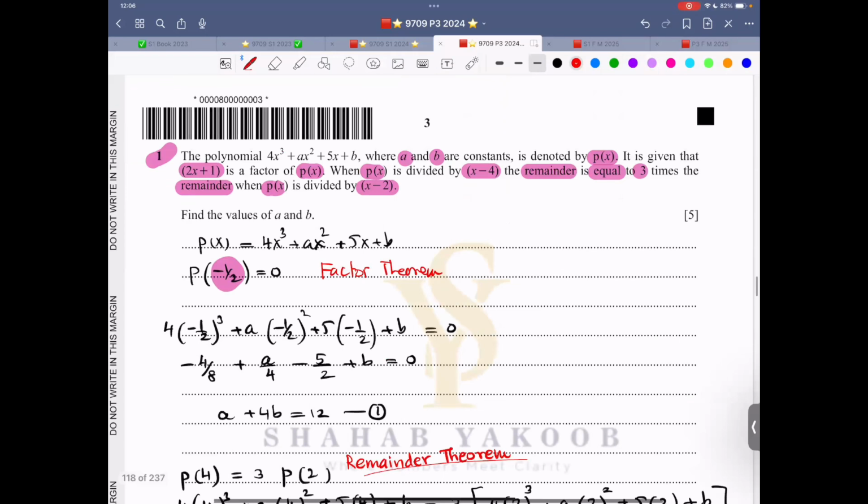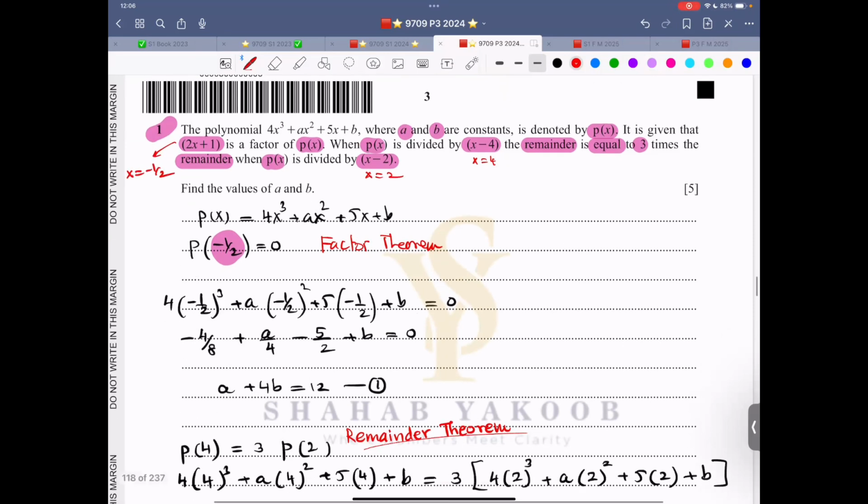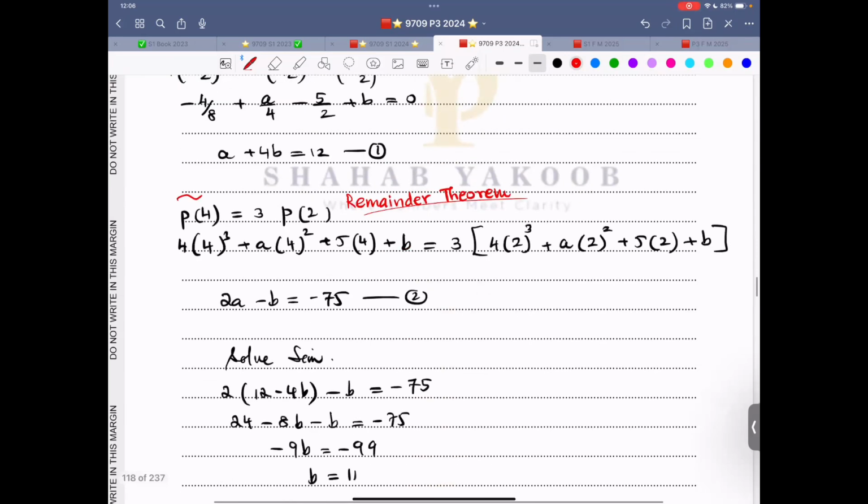So division by x minus 4, plug-in value is 4. Division by x minus 2, plug-in value is 2. Also over here, division by 2x plus 1, plug-in value is negative half. Take care of that. So p of 4 is 3 times p of 2. This is p of 4, and this is p of 2, and this is the factor of 3, and that is how we get this second equation. So that is the first equation simplified. This is the second equation.